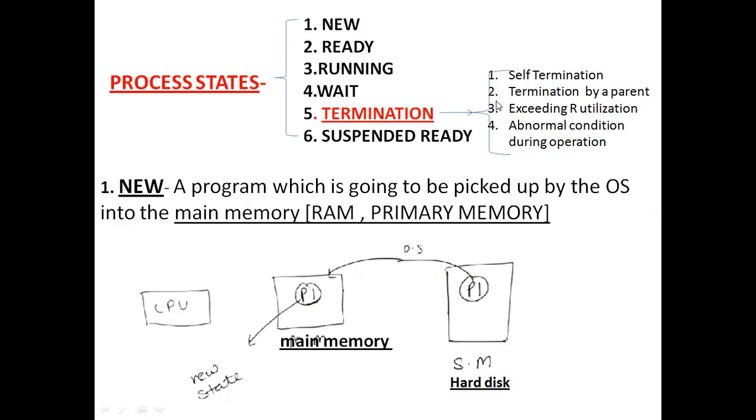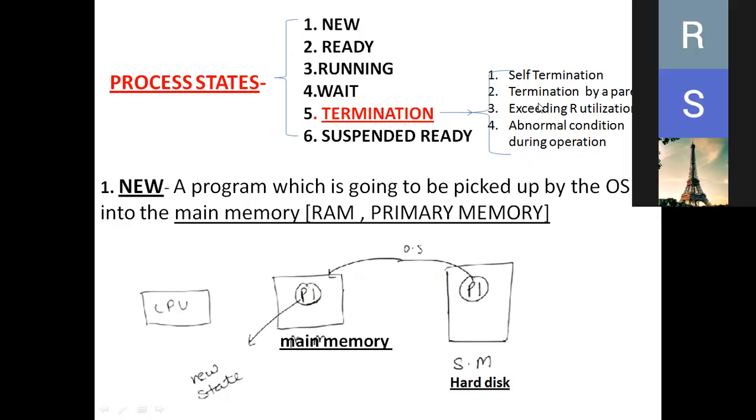The third condition on which any process can terminate, can end, is exceeding the resource utilization. This R is the shortcut I'm using for resource. So, exceeding the resource utilization. The fourth condition is an abnormal condition during the operation. Based upon these 4 conditions, any process can go into the termination state. And the sixth state is suspended ready. Now, dealing with each and every state of a process in short.